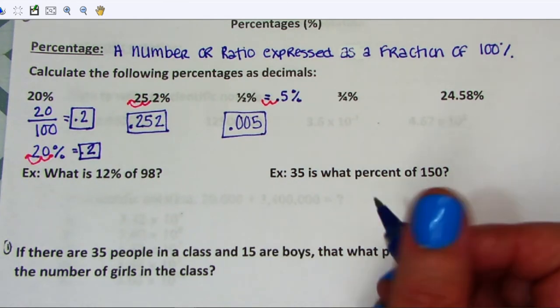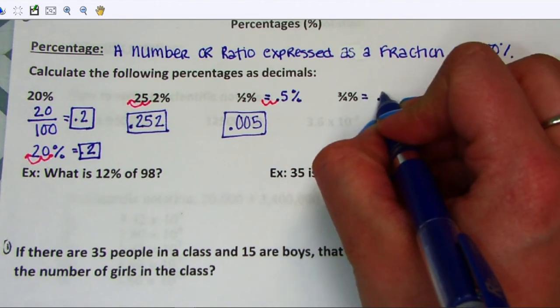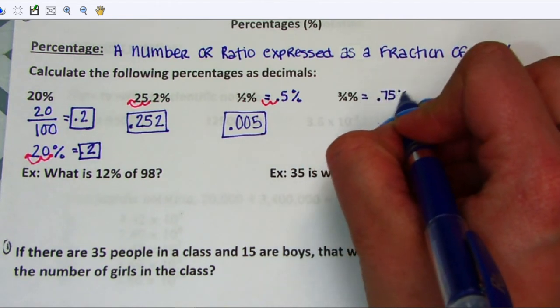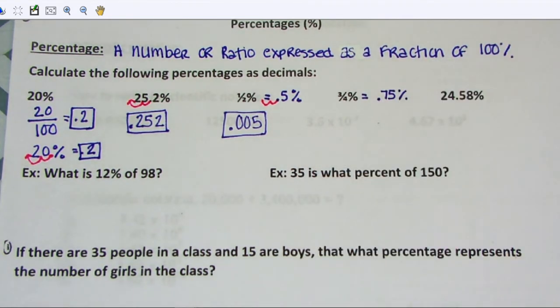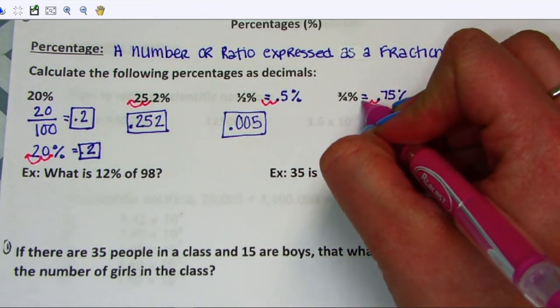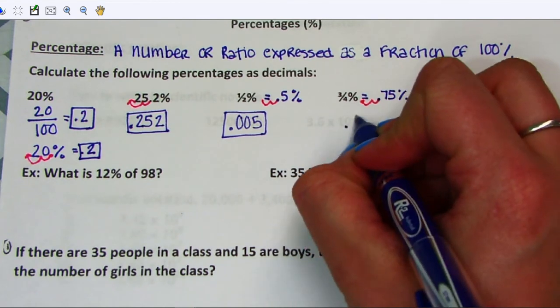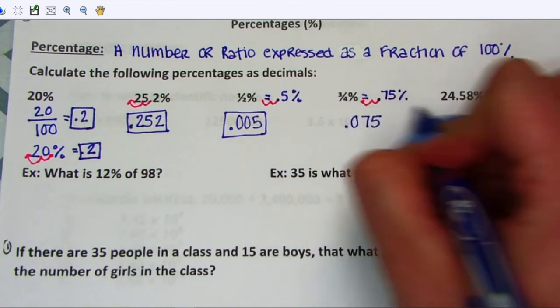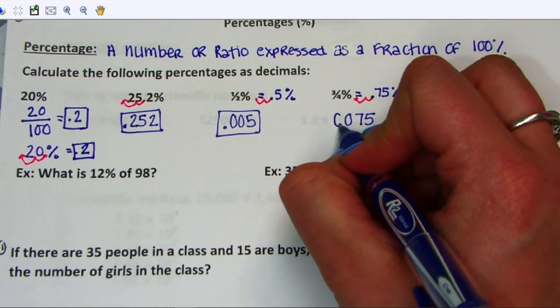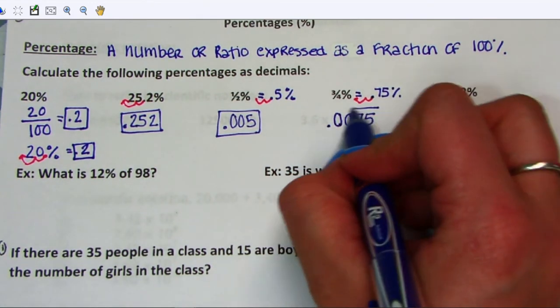Okay. So 3/4% as a decimal is 0.75%. Remember, you just take the 3/4, make it a decimal, and put a percent sign after it. To make that a decimal, again, you move it to the left twice, leaving you with those 2 open spaces. So 0.0075 would be that as a decimal.